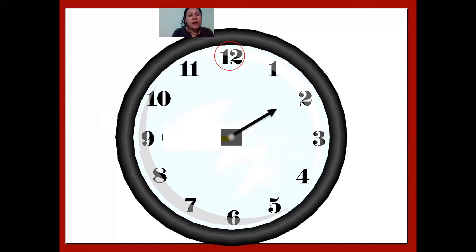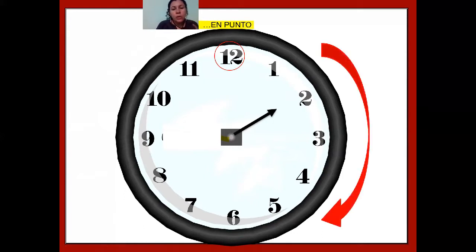¿Sí? Now, if the minutes are here, then I'm going to say son las dos en punto. En punto, ¿eh? But minute after minute, if we count in that direction, we're going to say y. So if I say son las dos here, it will be son las dos y cinco, son las dos y diez, son las dos y quince, son las dos y veinticinco, son las 2 y 35, son las 2 y 40, son las 2 y 50, son las 2 y 55. If I'm going in that direction, it's going to be y plus the minutes.